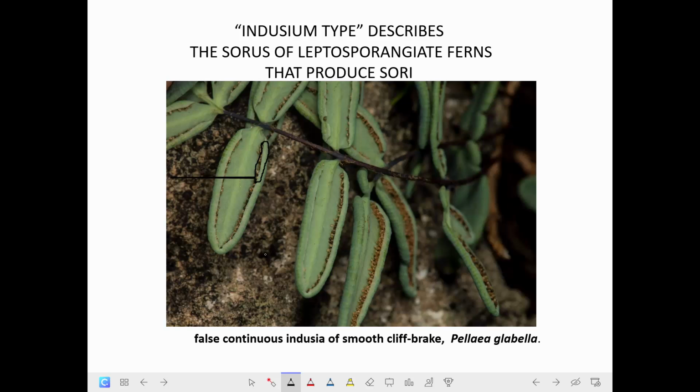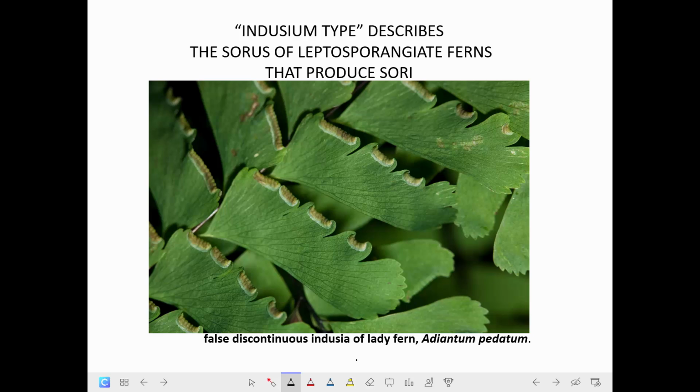In this particular fern, this cliff brake, it has what's called a false continuous indusium because it's the entire margin of the leaf, the complete margin of the leaf, that folds under the indusia. Here's an example of another fern with a false indusium. You can't quite see the sori underneath that, but look how sharply this leaf margin is turned under. And beneath there are developing sporangia. And this one, because it's broken up into little segments, it's called a discontinuous false indusium. And that is a distinctive feature of some ferns, the false indusium. The leaf margin curls under and covers the sori when they're developing.